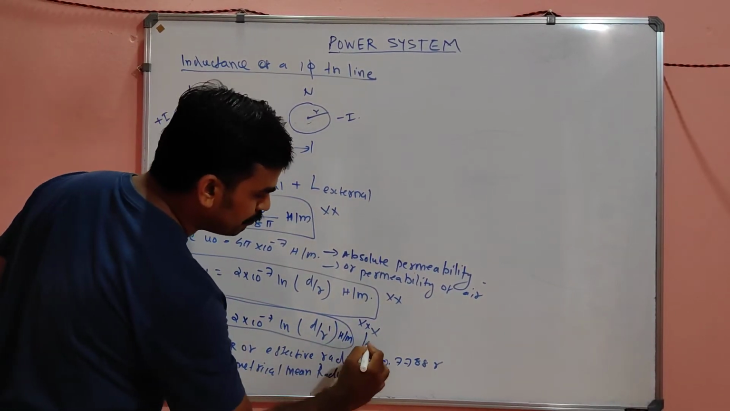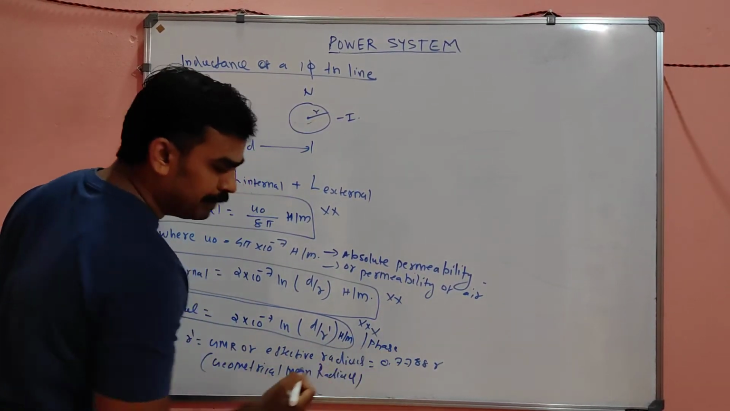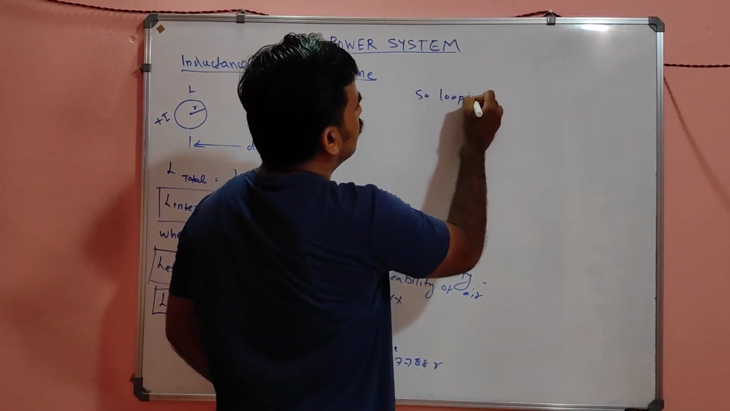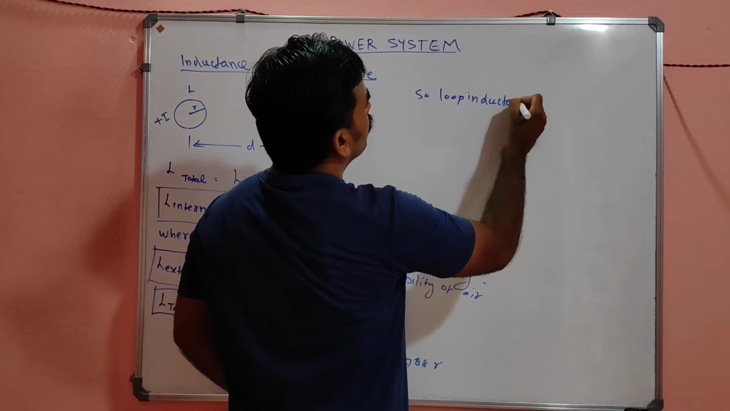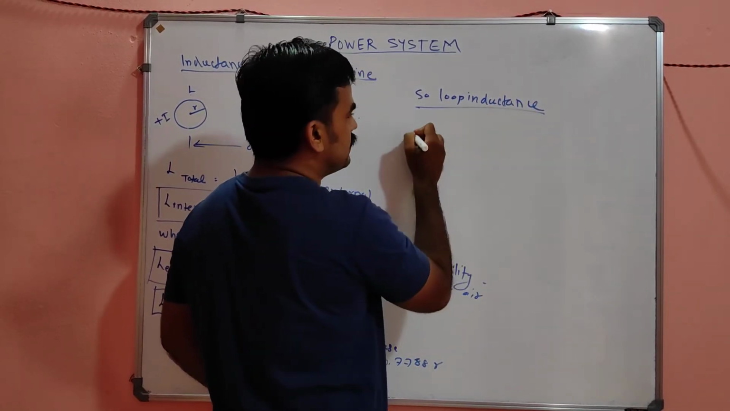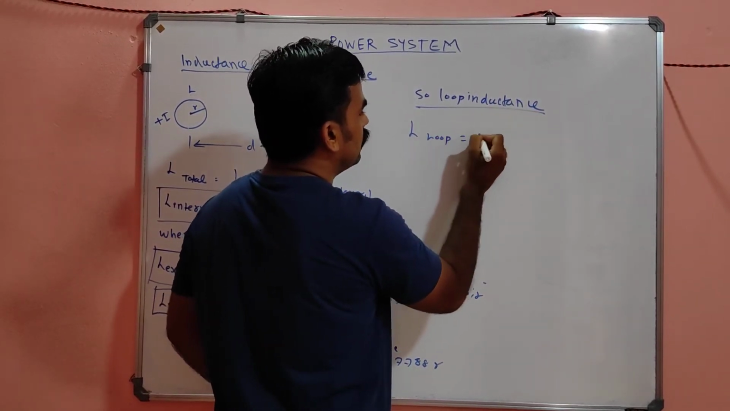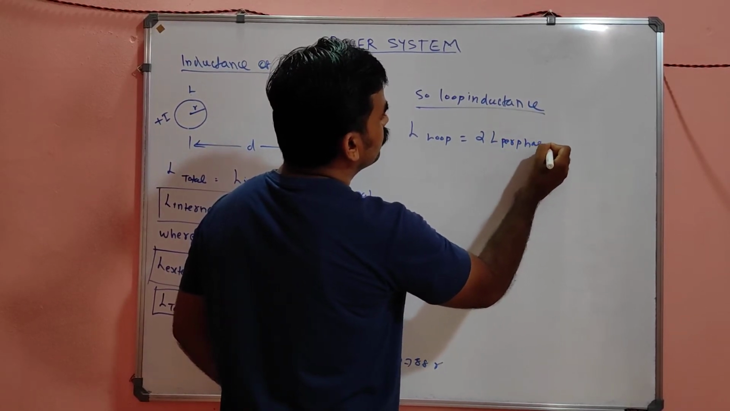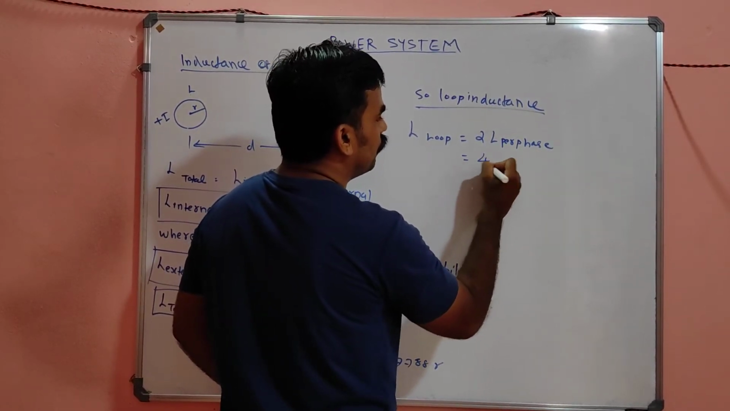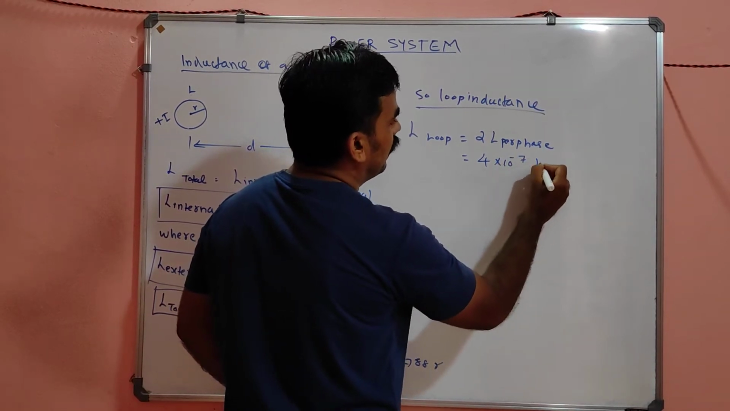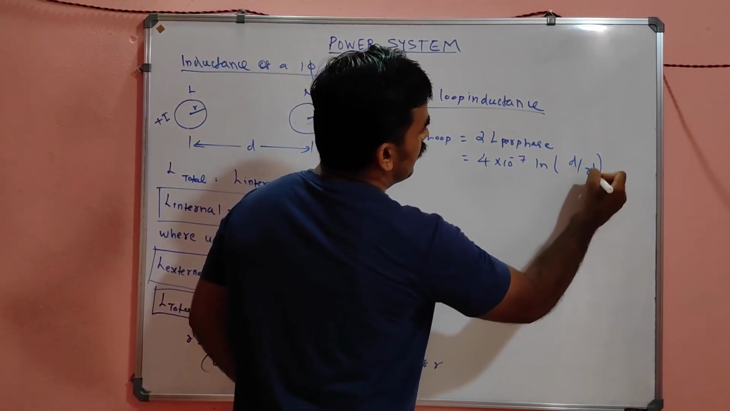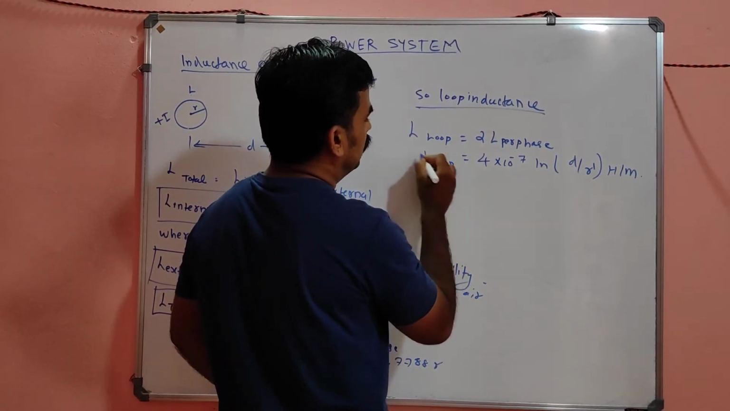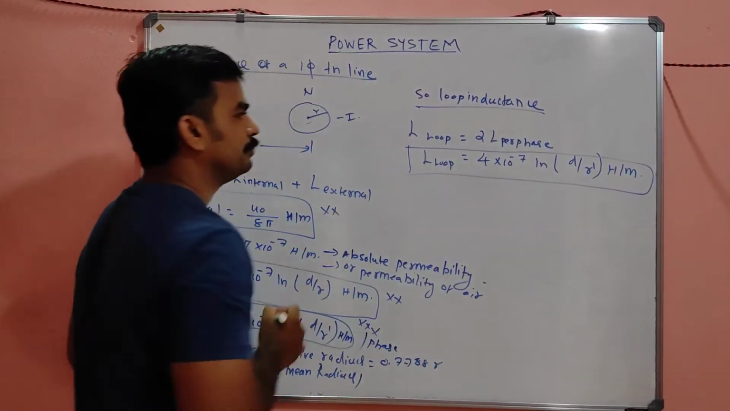Henry per meter, this is per phase. So loop inductance is nothing but L loop is equal to 2 into L per phase, which is nothing but, my dear, 4 into 10 raised to minus 7 ln d by r dash Henry per meter. Very important.